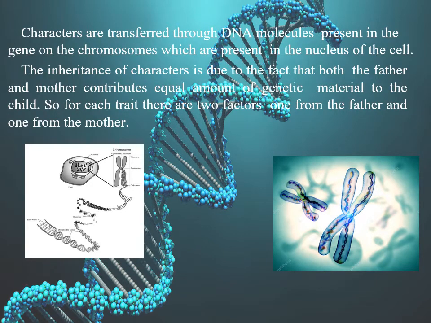Here, I was just talking about the characters, the traits, and so on. What are all these? These are present or embedded inside the DNA. And these characters get transferred through the DNA molecules present in the genes on the chromosomes, which are present in the nucleus of the cell. So the nucleus is the center for cell division. Or what is cell division?